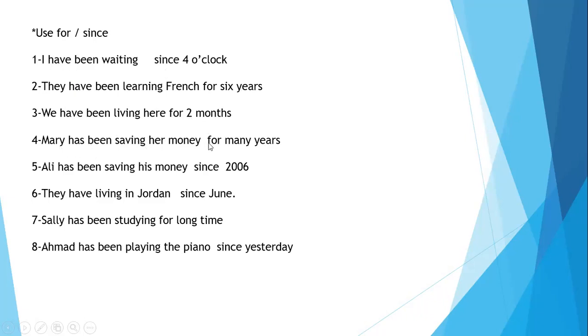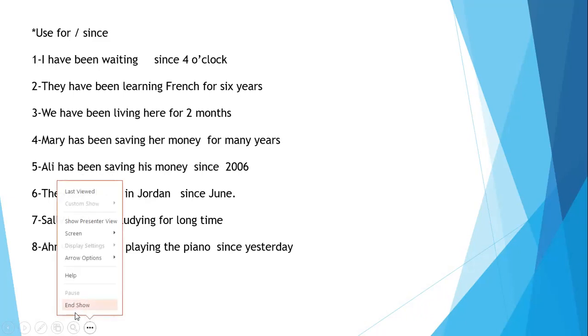Mary has been saving her money for many years. But from which year we don't know. So we put for. Ali, look at the sentence, the same, but the date or the time is different. Ali has been saving his money since 2006. The year is specified. So we put since. They have been living here in Jordan. They have been living in Jordan since June. Since June, the action is specified, since June.